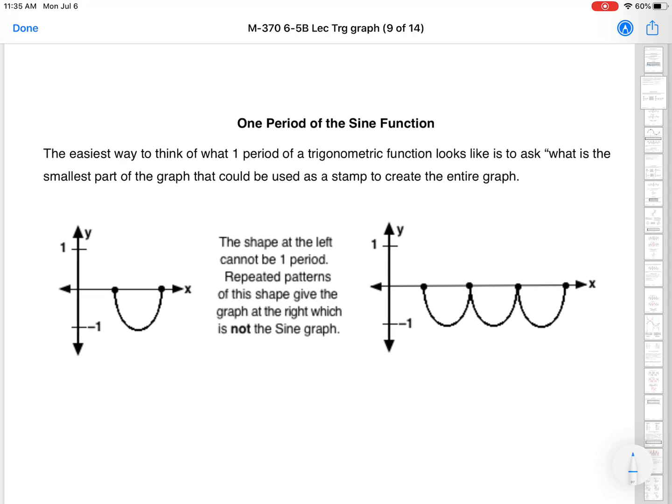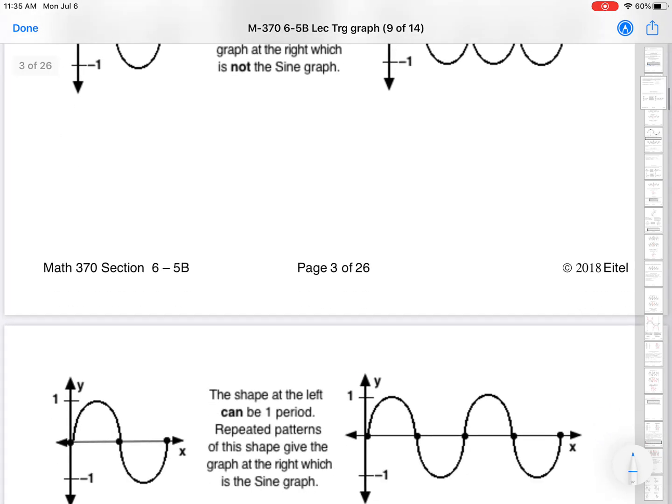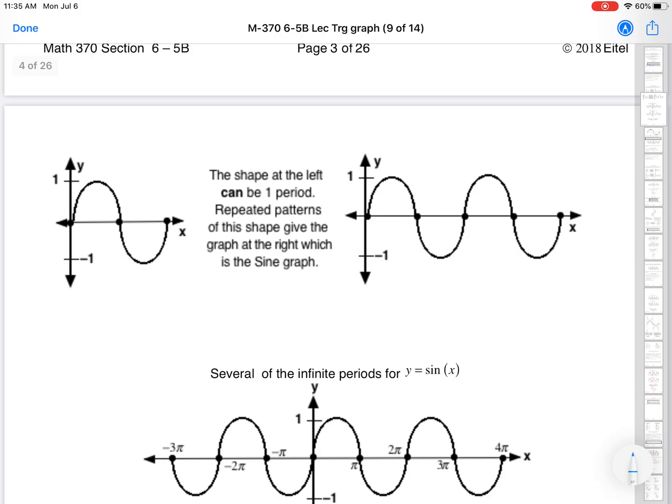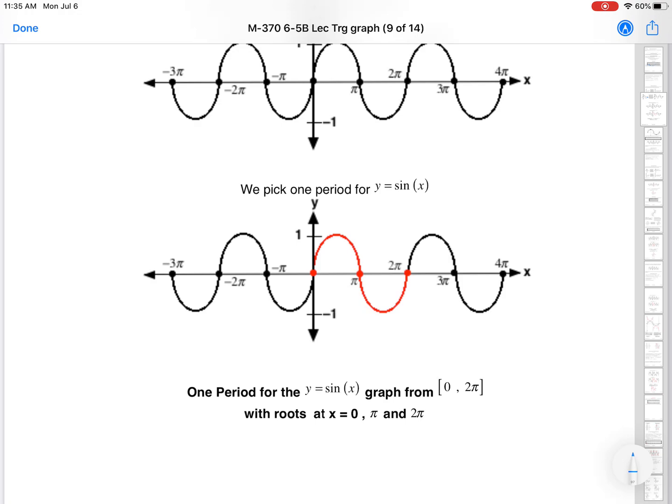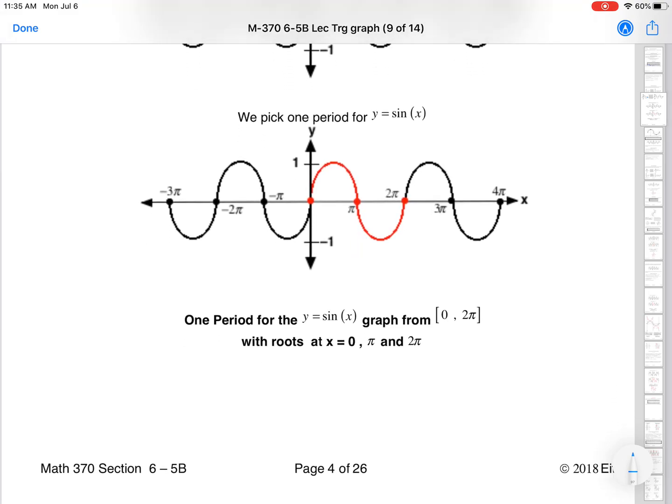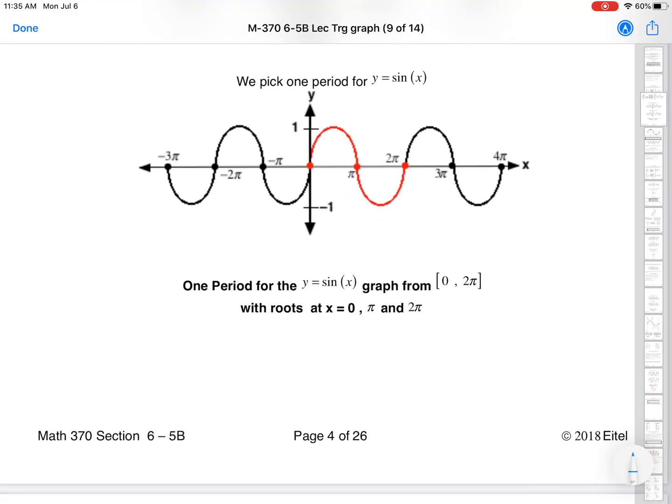The easiest way to think of one period of a trigonometric function is to ask, what is the smallest part of the graph that could be used to stamp or create the entire graph? So he's just picking something arbitrary here. He could use that to stamp the rest of the graph. And so if you had that picture right there, remember that went from 0 to 2 pi, and you kept stamping that, that would be one period. So that's why we say the period is 2 pi. I think in most of his homework examples, he's asking you to graph just one period of the function. Some books will ask you to do 2. One period is from 0 to 2 pi, yeah, and that's what we're looking at.